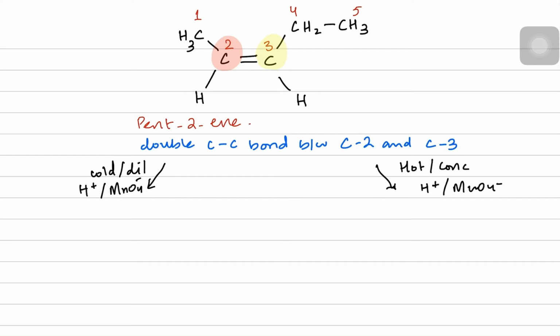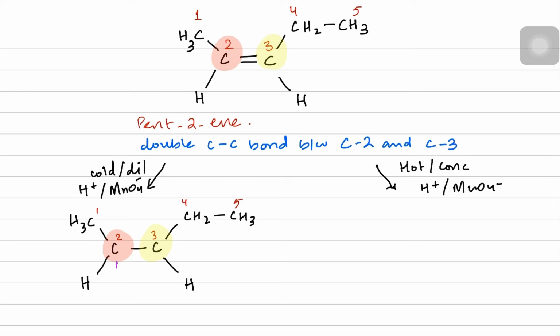With cold dilute, we know we only break the pi bond, so everything literally remains the same. The carbon number 2 has the H and the methyl. The carbon number 3 has CH2 on top and CH3 as the whole chain, while it has 1 hydrogen. Let's number it again. Carbon number 1, 2, 3, 4, 5. Carbon number 2 was the red one, carbon 3 was the yellow one.